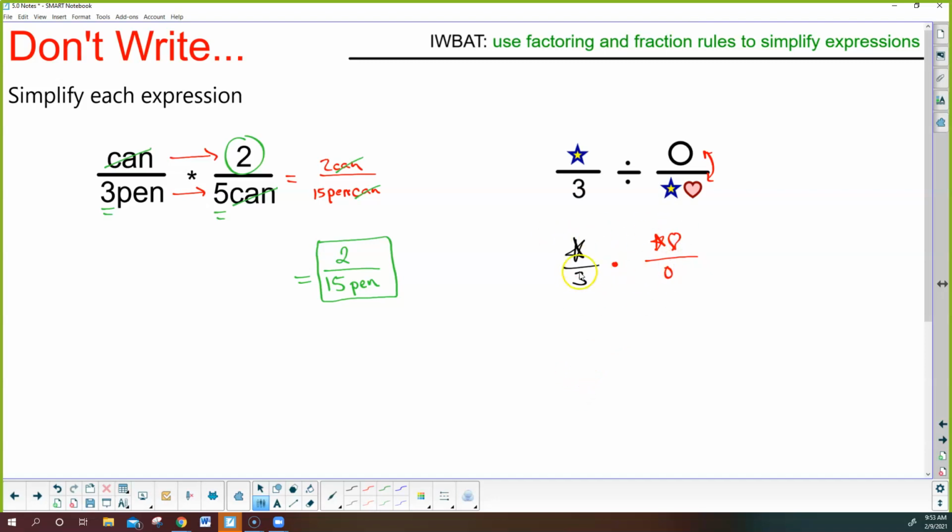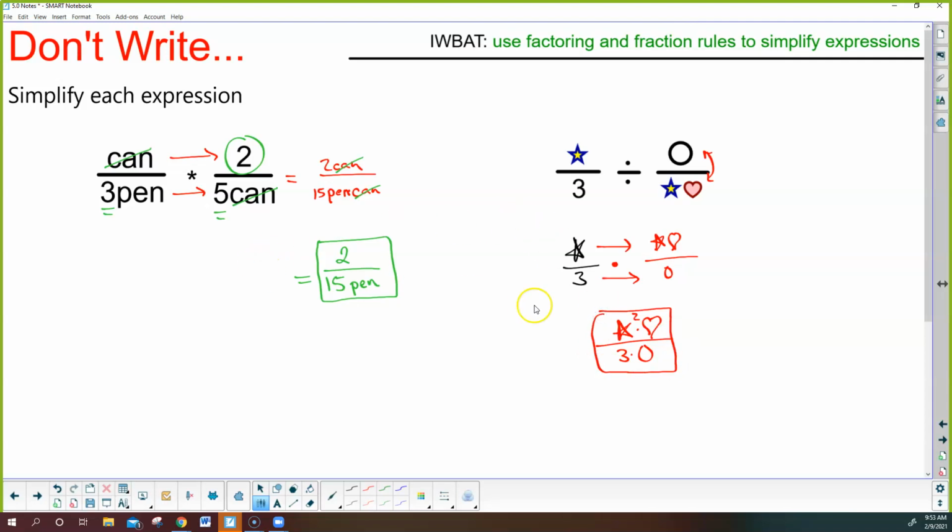And now, if there's anything that reduces out, we would do that, but I have star, star, and heart up top, and I've got 3 and circle on bottom. So then I just multiply straight across, because nothing reduces out. Star times star is star squared, heart over 3 times circle. And if you want, you can put the little dots there, or you can just leave them.